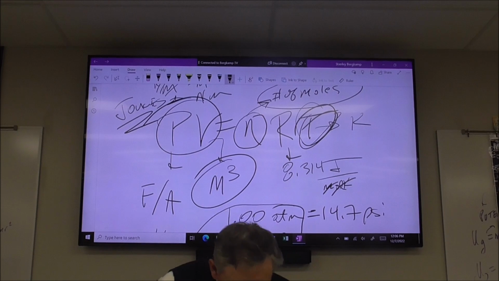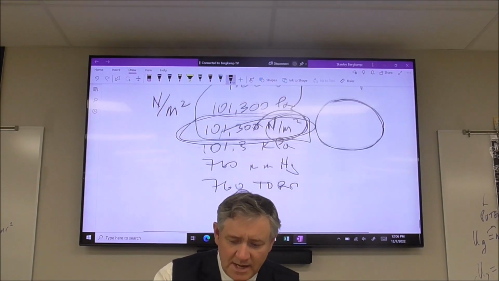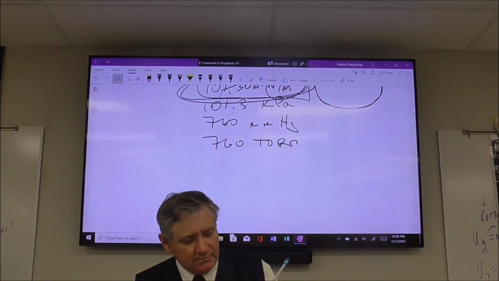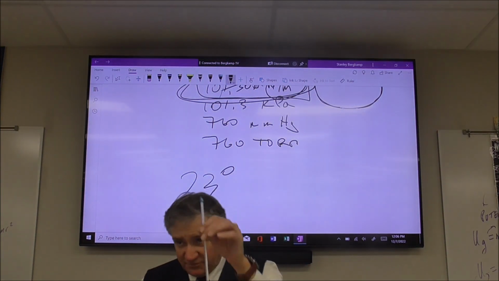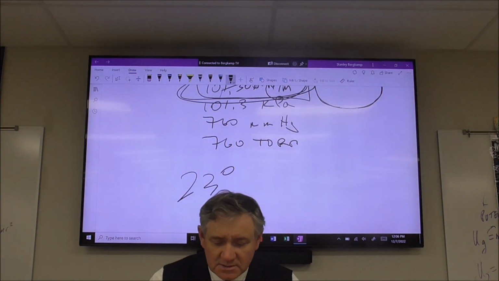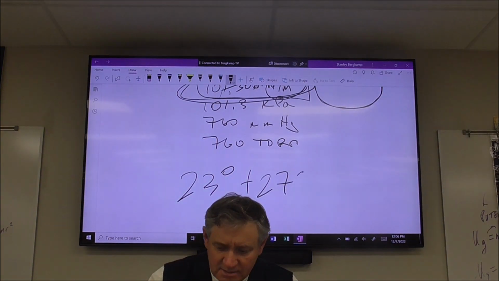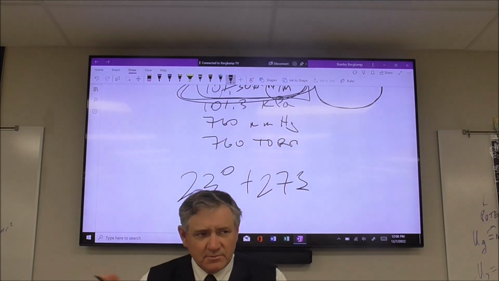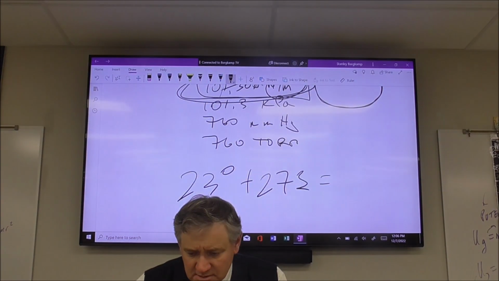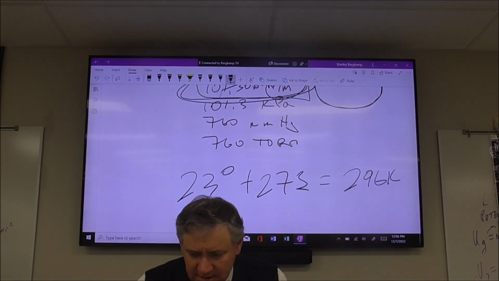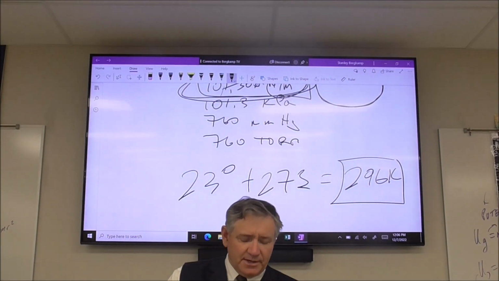Now the next logical question is, Mr. Burkamp, how do we get Kelvin? Well, that's that little conversion up there. So right now, according to the thermometer, we're at about 23 degrees Celsius. If you want to go from Celsius to Kelvin, all you have to do is add 273. You don't have to do anything weird. You don't have to multiply by 5/9, 9/5, whatever. Just add it together. So right now, we're at about 296 Kelvin. That's the temperature that we're at right now.